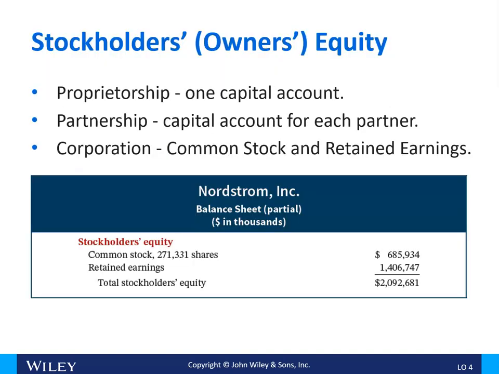And the stockholders' equity, or the owner's equity. Again, we talked about 3 different types of ownership. With a proprietorship, there'll be one capital account in that section of the balance sheet. If there's a partnership, there'll be a capital account for each partner. And if it's a corporation, as in most of the examples that we look at, there'll be common stock and then retained earnings.